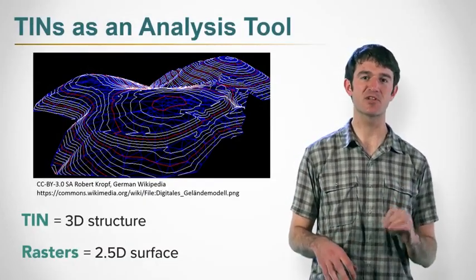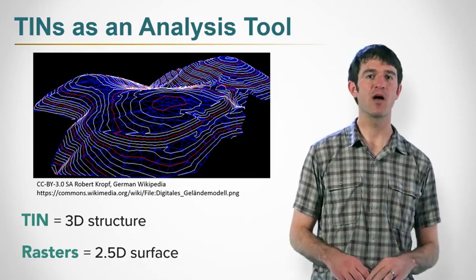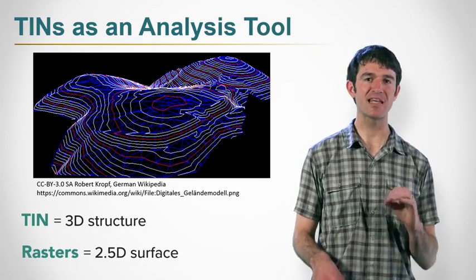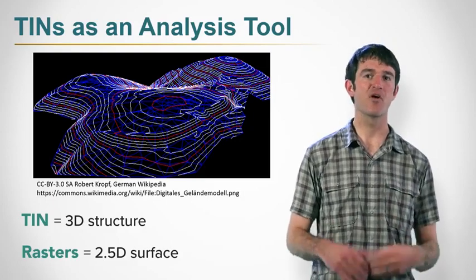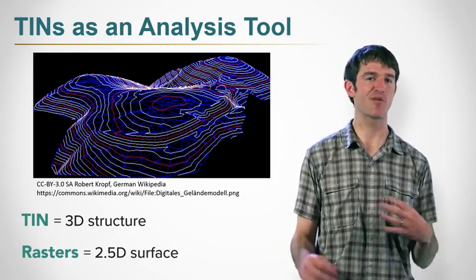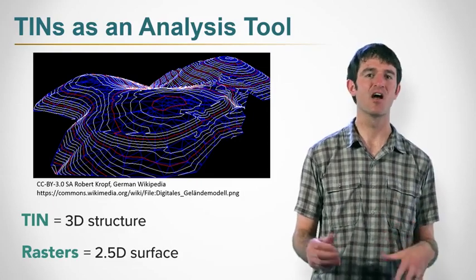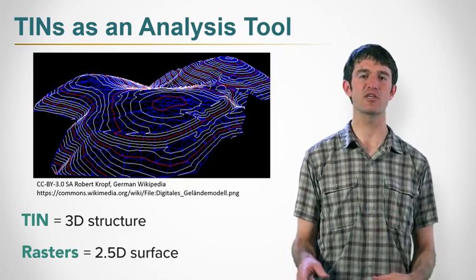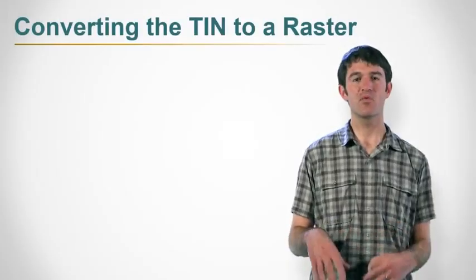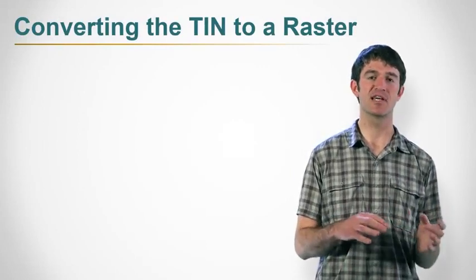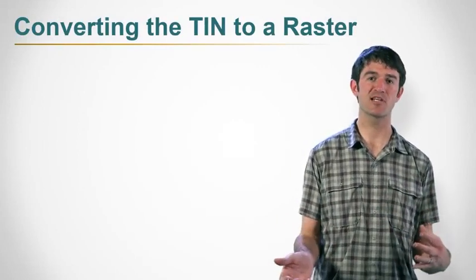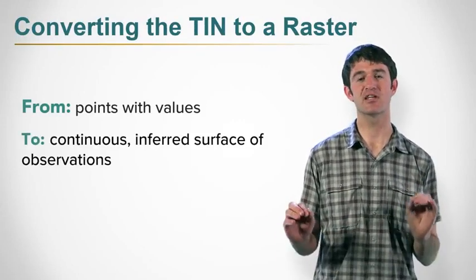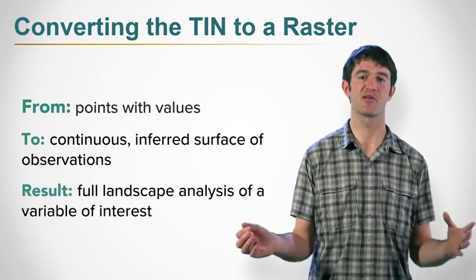Now, the TIN is an inherently three-dimensional structure. Some of you might be familiar with similar structures from 3D graphics or sculpture, while rasters are sort of a 2.5-dimensional surface. They exist in 2 dimensions, but the values at each location represent the 3rd dimension. We might think of TINs as a separate data type, akin to rasters and features, but mostly they aren't. We often use TINs for 3D rendering, but in interpolation, they're mostly an analysis tool we use to generate a raster. When we're done generating the TIN, we can run a tool to turn the TIN into a new raster, completing the interpolation process of going from points with values to a continuous inferred surface of observations that we can use to do a full landscape analysis of a variable of interest.